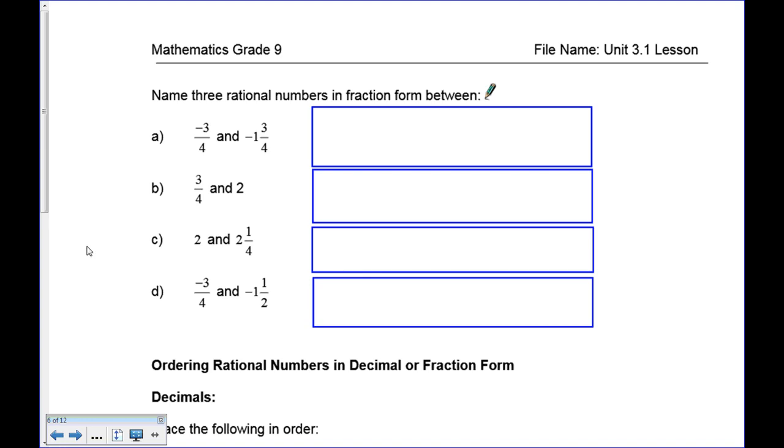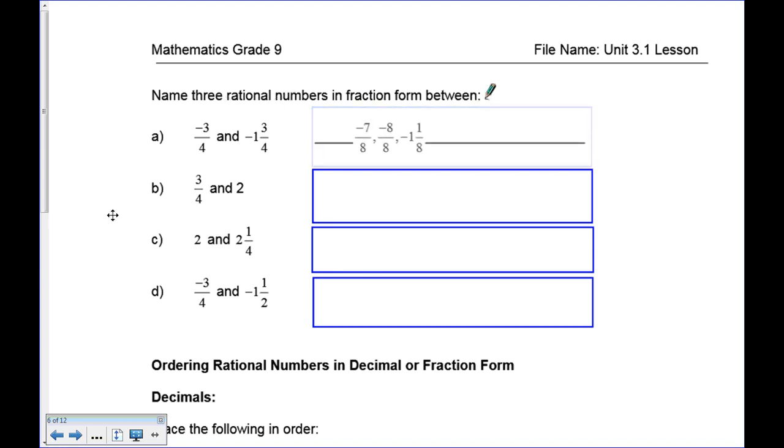All right. Now, to do rational numbers in fractions, this one becomes a little more difficult. It's easiest, though, if you turn the first one into its equivalent fraction with a larger denominator. So think of this being multiplied both by 2. That gives you negative 6/8, and this one would be 6/8. So I've got to be between negative 6/8 and negative 1 and 6/8. So anything like negative 7/8, negative 8/8, negative 9/8, as long as I don't get past this one, I'll be okay.